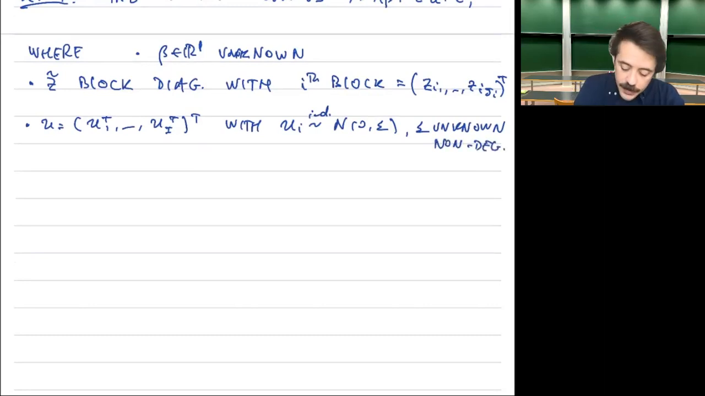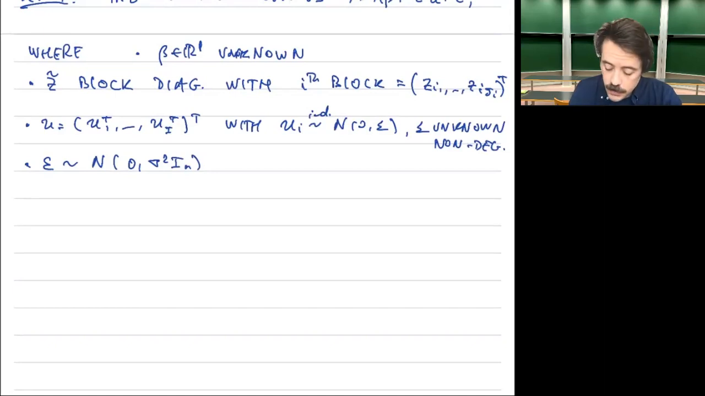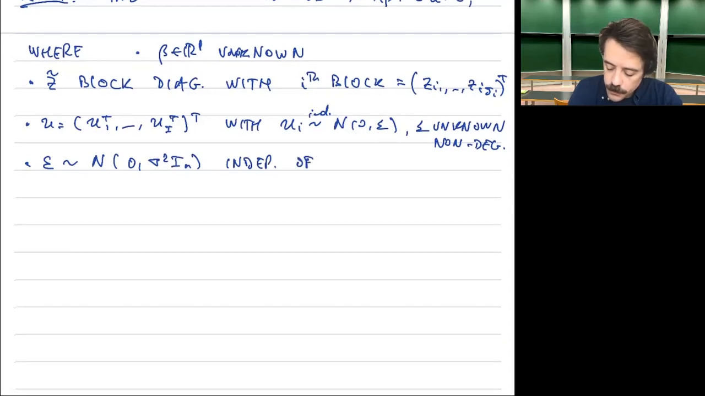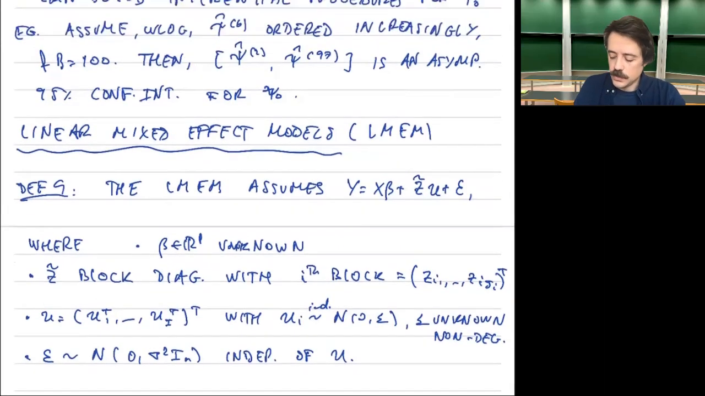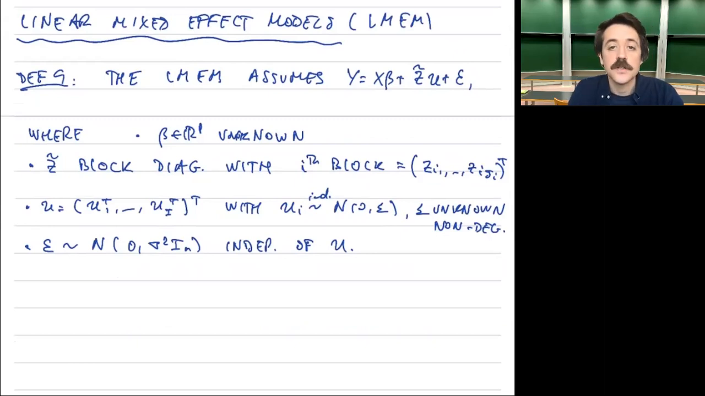And then last, just the usual assumption that our errors are going to be normally distributed and independent between them. And we need, and this is important, we need independence between the U's and the epsilons. Okay. All right.